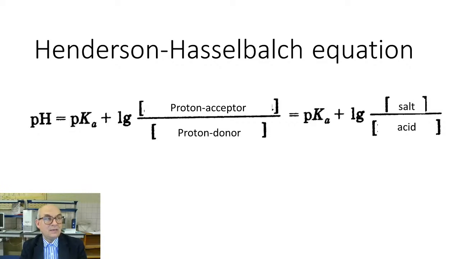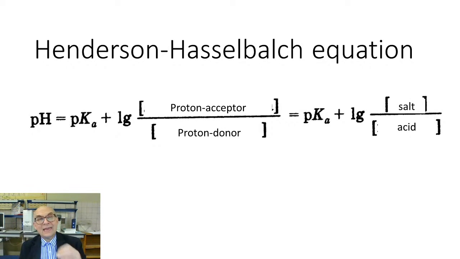In this slide, the Henderson-Hasselbalch equation is presented. How is it possible to understand this formula? Let's consider the dissociation of acetic acid. After that, let's write the expression of the dissociation constant for acetic acid, Ka.